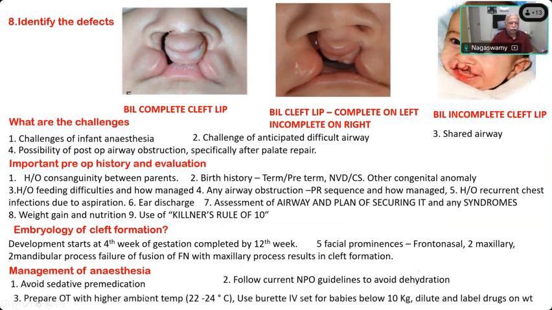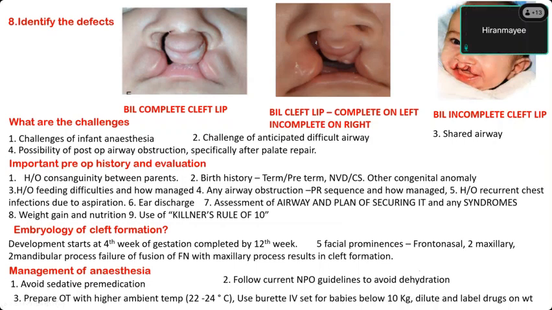Prepare the OT with a higher ambient temperature. Commonly, as I told you earlier, it will be 16 to 18 for adult patients. But for pediatric cases, it is better to have the temperature between 22 to 24, and use burette IV sets for babies below 10 kg, so that you can give the correct fluid. What is the formula that you use for IV fluid replacement?